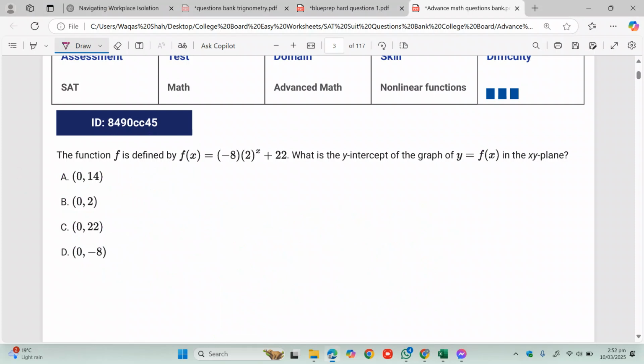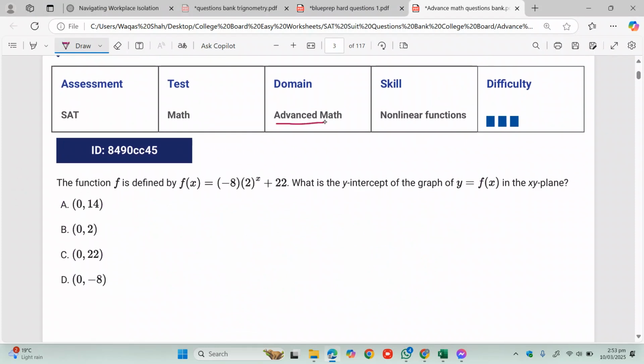Okay students, the third question of advanced math at the highest difficulty level from College Board is this one. A function f is given, which is defined as f of x is equal to minus 8 times 2 to the power x plus 22. What is the y-intercept of the graph? So you will have to find the y-intercept, right?